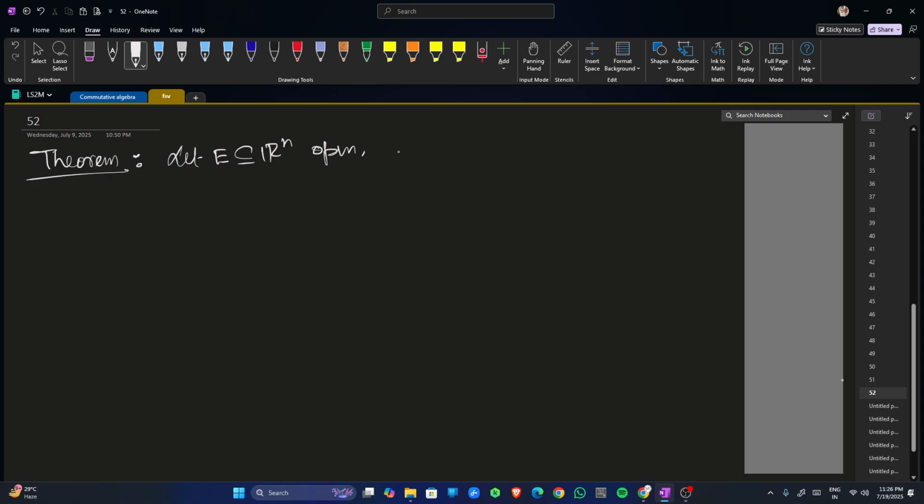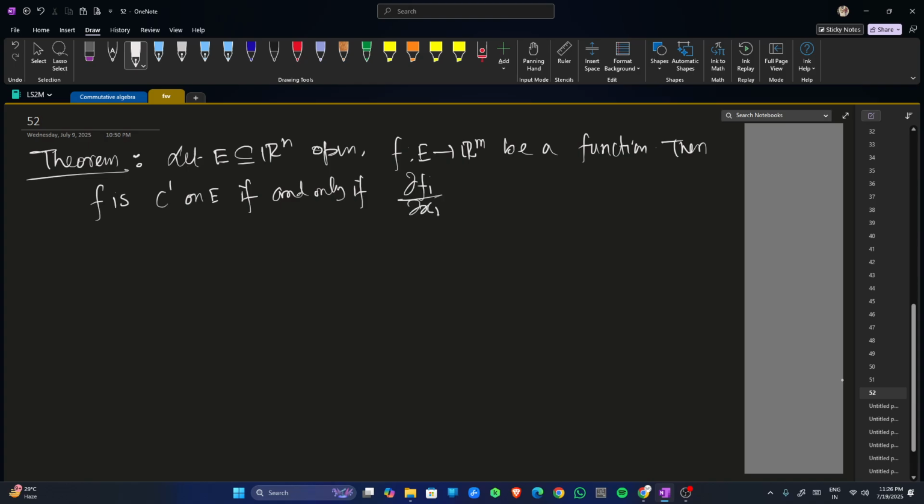Let E be open and f from E to R^m be a function. Then f is C1 on E if and only if all its partial derivatives exist and are continuous. That is, if and only if del f_i del x_j at the point x exists for all x belonging to E and are continuous.